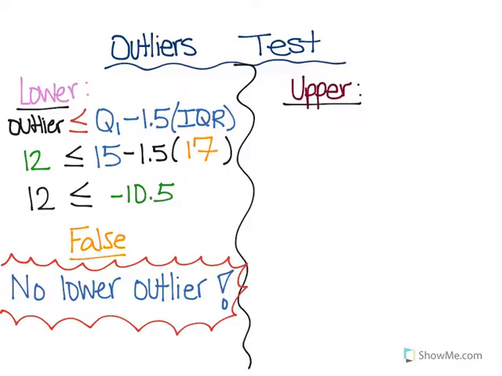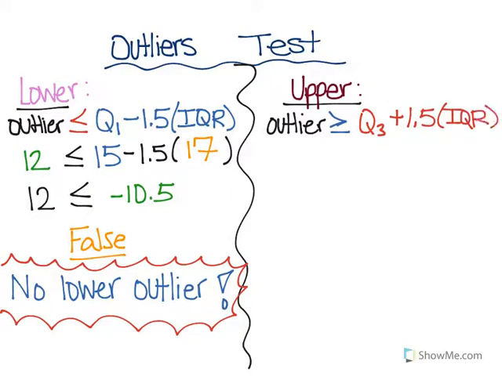Now for the upper outlier test. The upper outlier test starts with the formula that there's going to be an outlier if that number is greater than or equal to, this time Q3 plus 1.5 times the interquartile range. So the two formulas are very similar. The only difference is less than or equal to versus greater than or equal to, Q1 versus Q3, and subtraction versus addition.